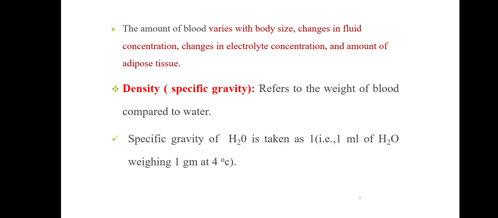So when I talk about density, I talk about specific gravity. So what does the specific gravity mean? It just refers to the weight of blood compared to water. Okay. So when you look at the specific gravity of water, it's taken as 1, which is 1 milliliter of water weighing 1 gram at exactly 4 degrees Celsius.